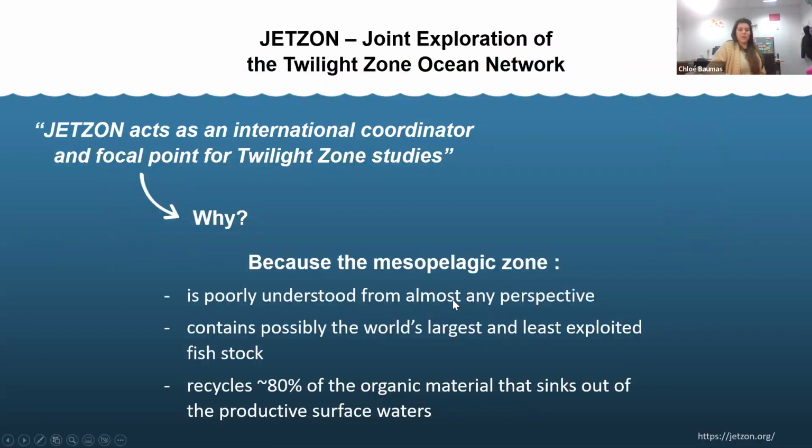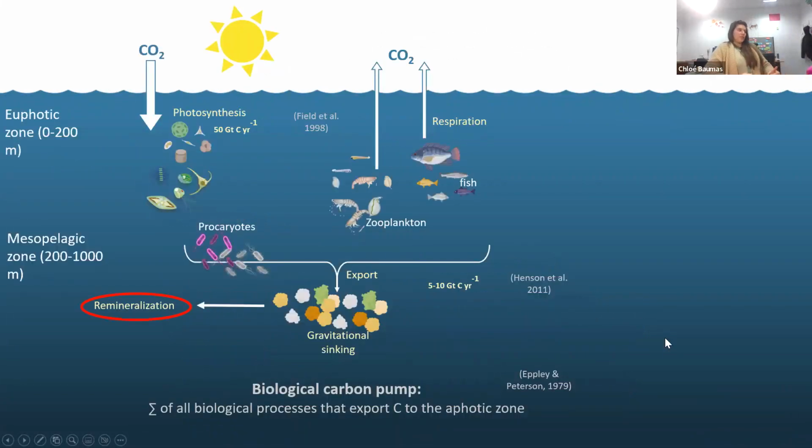So we are all part of the JETZON community, and we aim to focus on the understanding of the twilight zone, also named mesopelagic zone. And why are we interested in this zone? This is because it's poorly understood from almost any perspective, because it contains possibly the world's largest and least exploited fish stocks, and because it recycles 80% of the organic matter that sinks out of the productive surface layer. And so this latter point is particularly important as it is related to biological carbon pump efficiency.